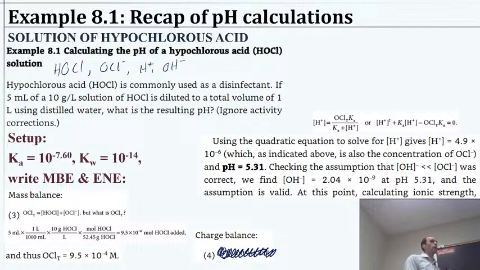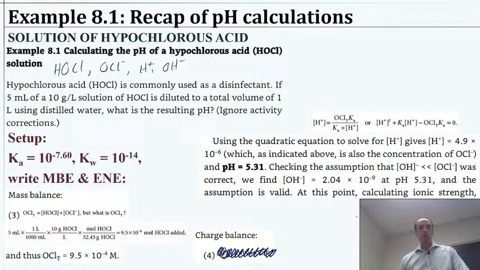to take that 5 milliliters that we had, multiply it by the concentration we had, and convert that to moles per liter, because that was the concentration in grams per liter. So we have to use the molecular weight, and that's the part I'm saying don't worry about. We'll let the book do it, and we get some value of HOCl total added at 9.5 times 10 to the minus 4.